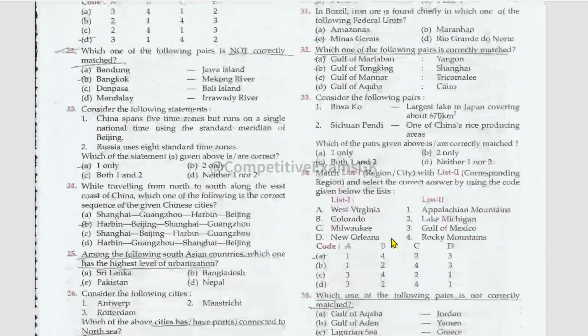Sichuan Basin, one of China's rice producing areas. Both are correctly paired. Another matching. List one of the regions or cities and list two of the corresponding regions. West Virginia, Appalachian Mountains; Colorado, Rocky Mountains; Milwaukee, Lake Michigan; New Orleans, Gulf of Mexico. Which one of the following pairs is not correctly matched?